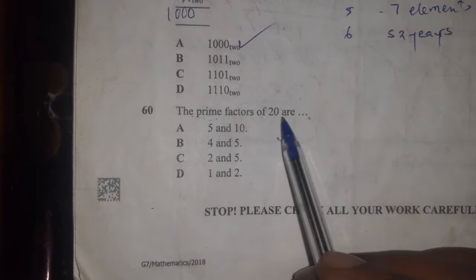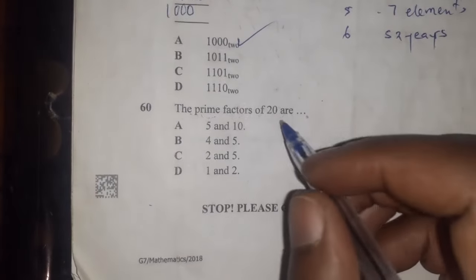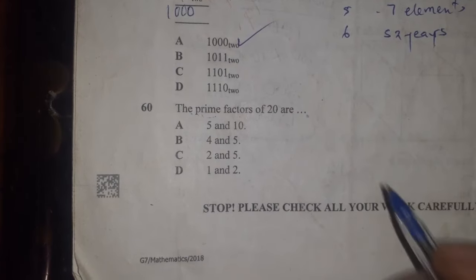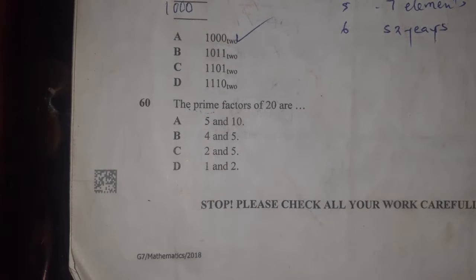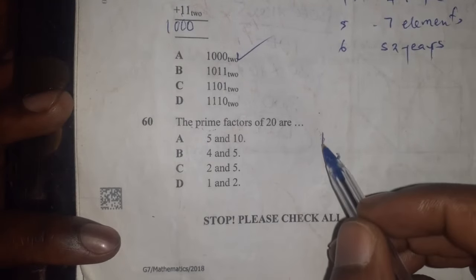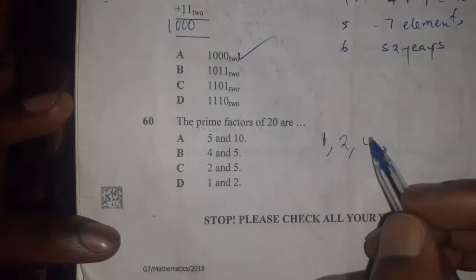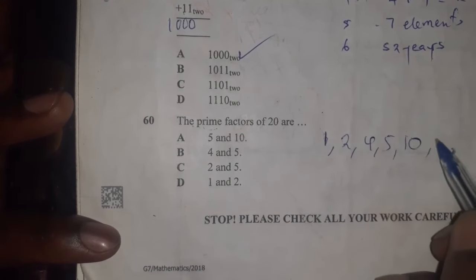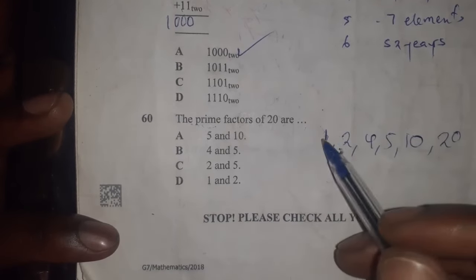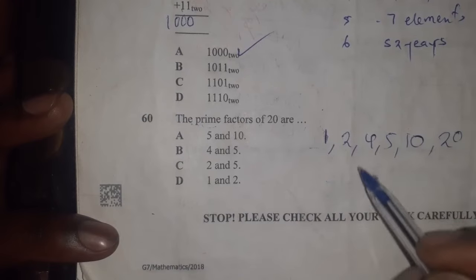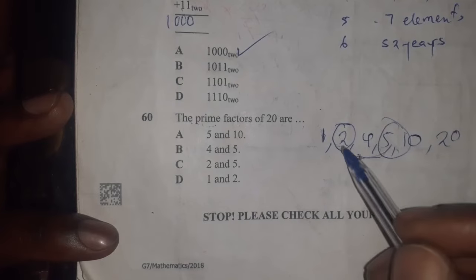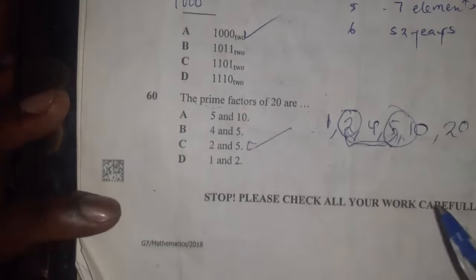The prime factors of 20 are, what are the prime numbers that can go into 20? Or we look at the factors of 20. When you look at the numbers that can go into 20, what are the factors of 20? The factors of 20, you have 1, 2, 4, 5, 10, and 20. These are factors of 20. So from this list, which ones are prime numbers? It's this one and this one. So these are the prime factors of 20.